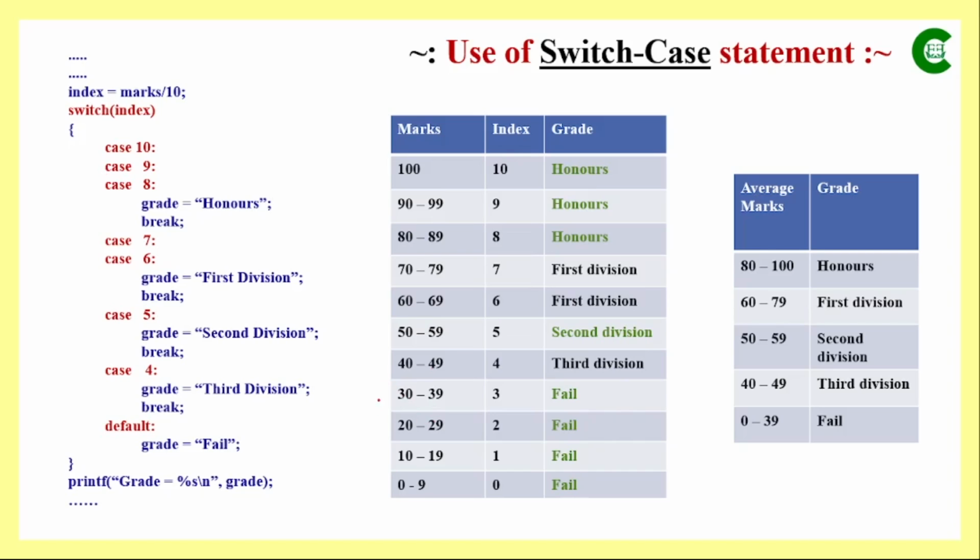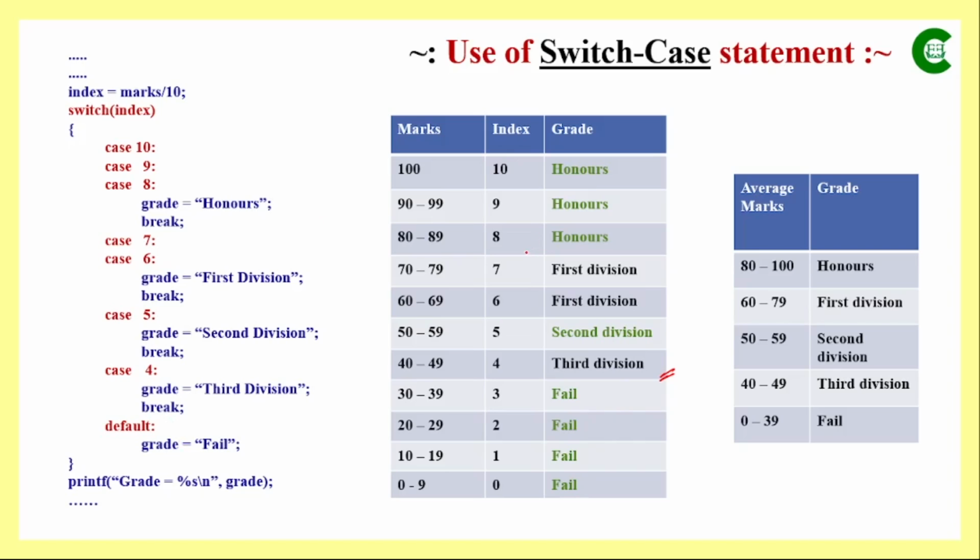Now for the last range of values, from 0 to 39 the grade is fail, and we have divided it into four parts according to the index value. So for 3, 2, 1 and also for index value 0, the grade is fail. Since this is the last range of marks, we don't need to mention any specific condition. When all other cases fail, it will come here, and that's why this range of marks we have taken under default. When the index value does not match from 10 to 4, all other index values will fall under default, and whatever statement is mentioned here will be executed accordingly.